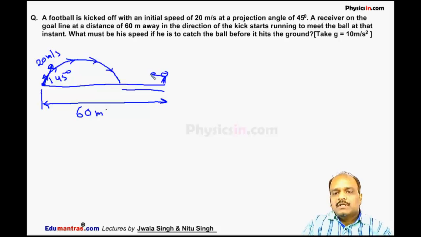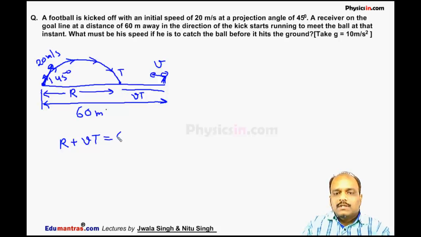So let this man start running with a speed of v. We know when this football strikes the ground is the time of flight t. In this time t, the distance moved by this runner is v into t. So from this expression, this is range. So we know range plus vt. Range of this particle plus distance covered by this runner is 60 meter, because it is given the separation between this footballer and this runner is 60 meter.